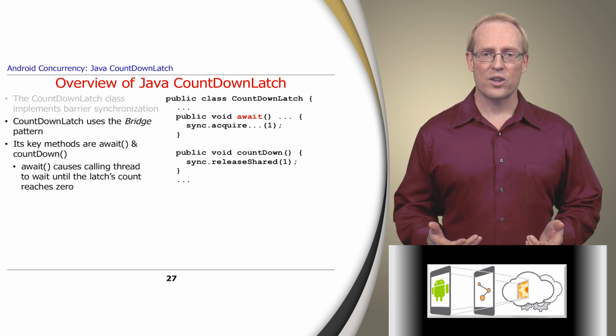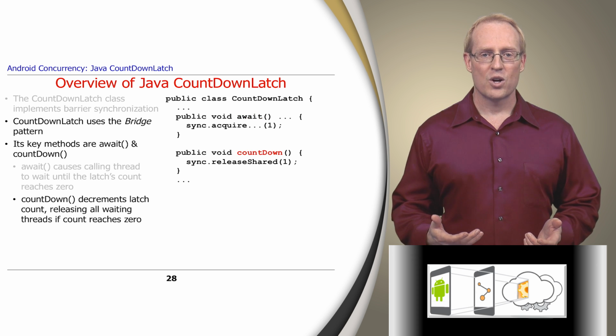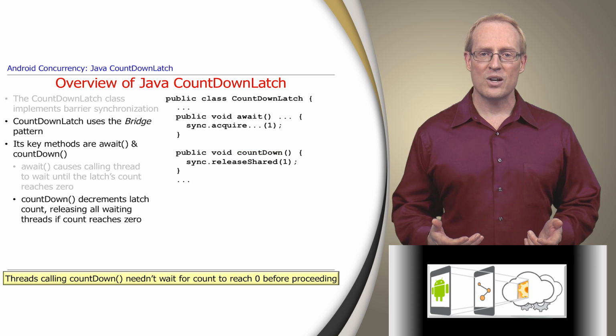Await causes the calling thread to wait until the latch's count reaches 0. CountDown decrements the count of the latch, releasing all the waiting threads if the count reaches 0. A countdown latch doesn't require that threads calling countDown wait for the count to reach 0 before proceeding. It simply prevents any thread from proceeding past an await call until all threads can pass.